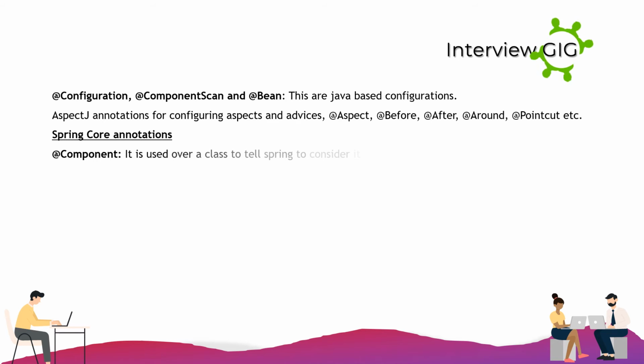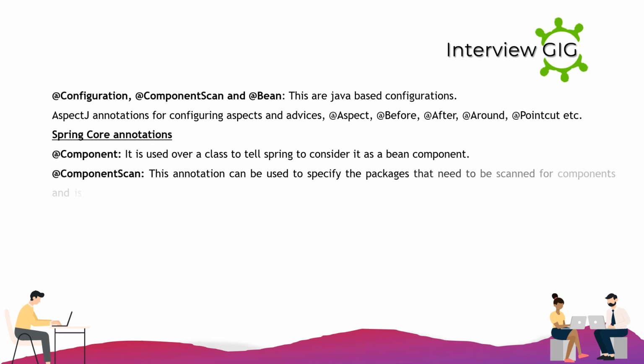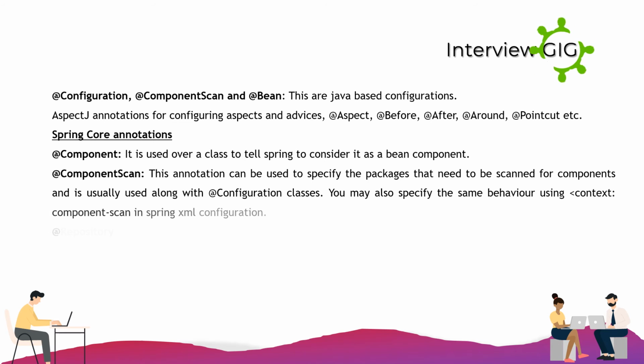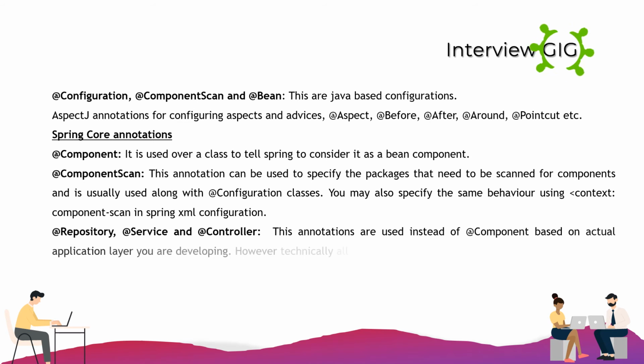Spring core annotations. @Component is used over a class to tell Spring to consider it as a bean component. @ComponentScan can be used to specify the packages that need to be scanned for components and is usually used along with @Configuration classes. You may also specify the same behavior using context:component-scan in Spring XML configuration.